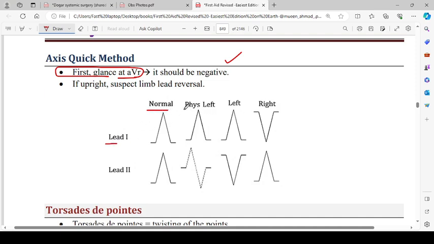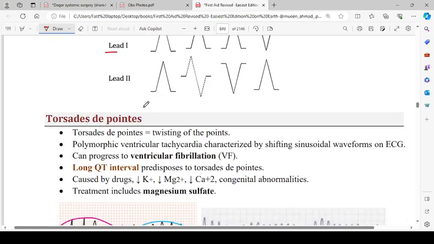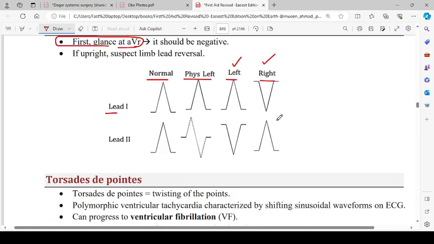So this is lead 1. This is normal, left and right, left axis deviation, right axis deviation, and lead 2. If the QRS complex in lead 1 is pointing downwards, it is right axis deviation. If it is pointing upwards, it is either normal or left axis deviation. In lead 2, if the QRS complex is pointing downwards, it is left axis deviation. If it is pointing upward, it is right axis deviation.